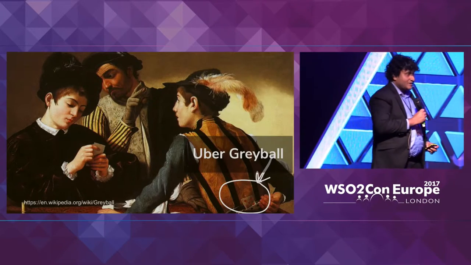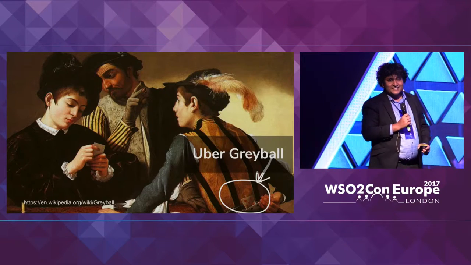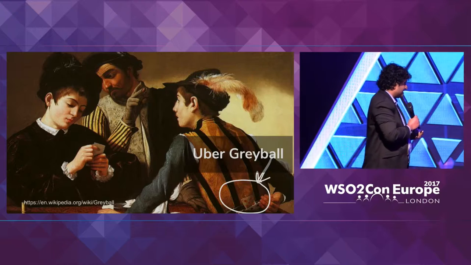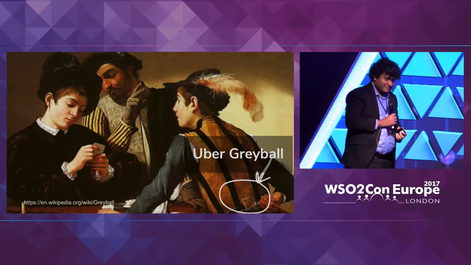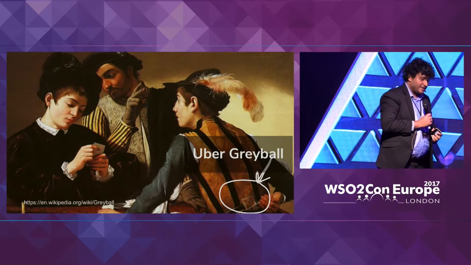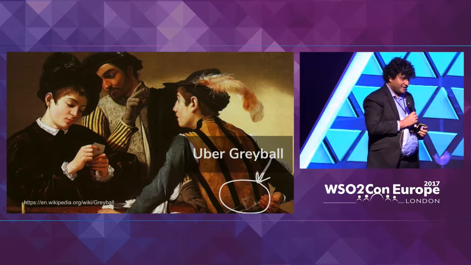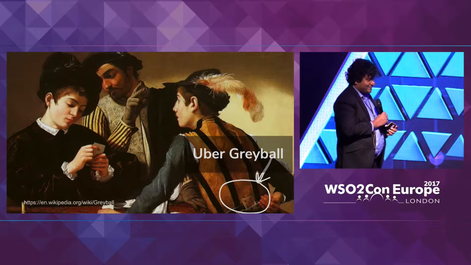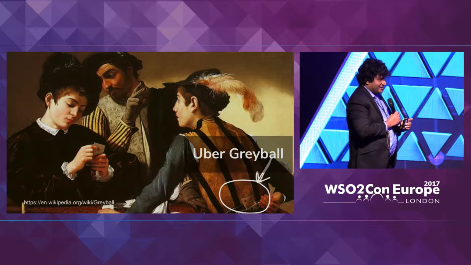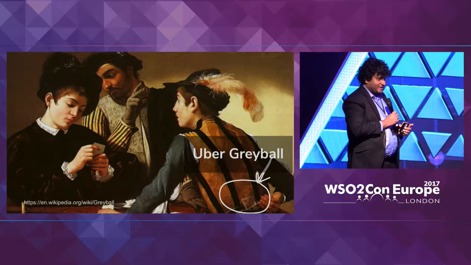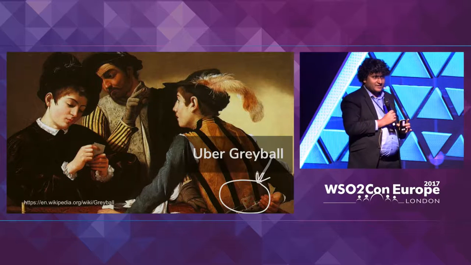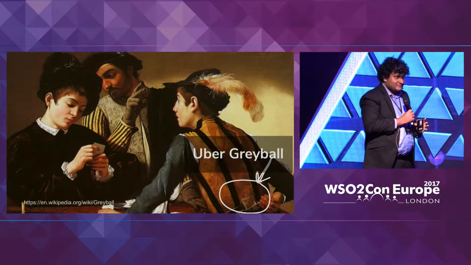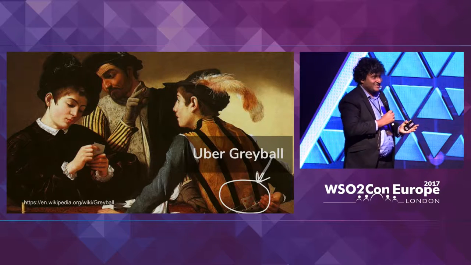Who knows about Uber Grayball here? Okay, so there are a few guys here. So basically, Grayball is a system that Uber developed for profiling users. One of the aims was to identify government regulators. So when they are using it, they basically hide all the cars, and so they can't use the system.